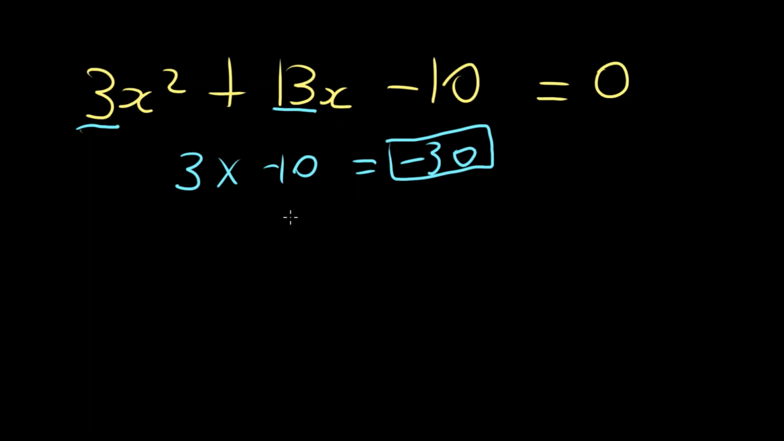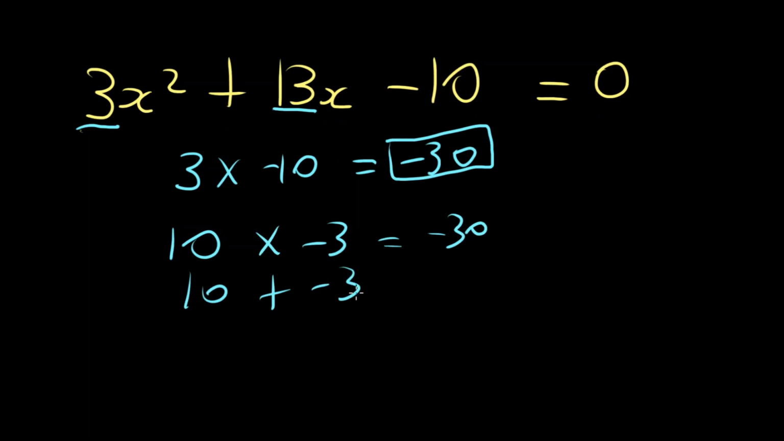What do we think? 10 and 3? Possibly. 5 and 6. Let's try it. 10 times minus 3 equals minus 30, but 10 plus minus 3 equals 7. That's not right, is it? What's two other numbers that multiply? They have to be negative, don't they? So what about 15 and 2? Let's try that.